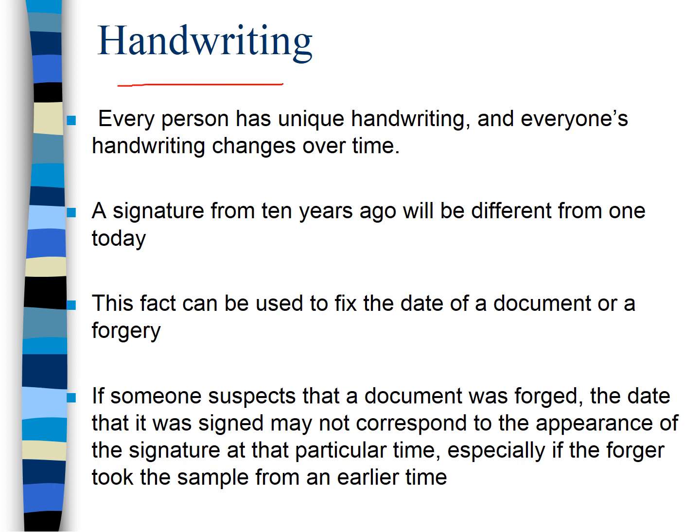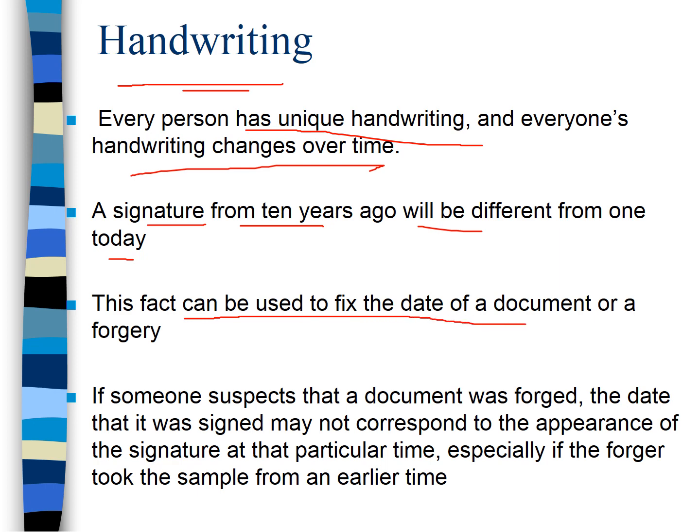So the first one is handwriting. So every person has a unique handwriting, and everyone's handwriting can change over time. So for example, a signature from 10 years ago will be different from one today. This fact can be used to fix the date of the document or forgery. If someone suspects that a document was false, the date that it was signed may not correspond to the appearance of the signature of that particular time. So this means that we need to identify the authenticity of the handwriting.